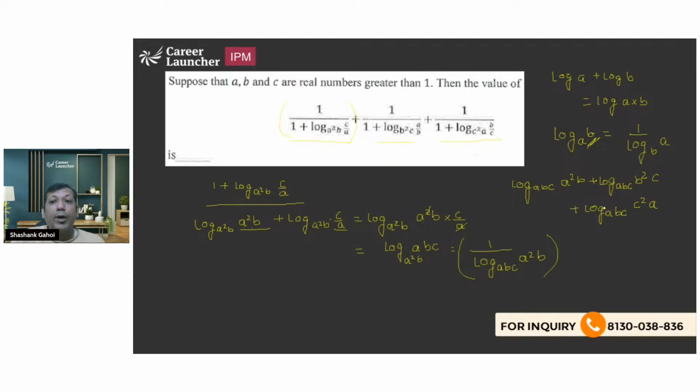Again, in all three numbers the bases are the same. So we can say log base abc, and all three numbers are multiplied, which gives a cube into b cube into c cube. This can be written as 3 times log of abc base abc, and this value is 1. So my answer to this question is 3. This is the approach for these kinds of questions.